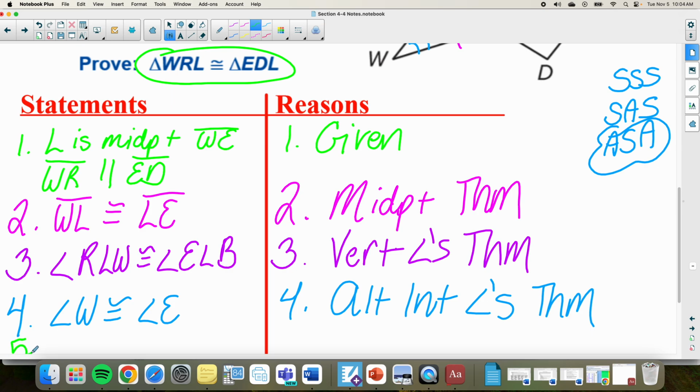So it's triangle WRL is congruent to triangle EDL. And like we said, it's angle, side, angle. Okay? Everybody good with that?